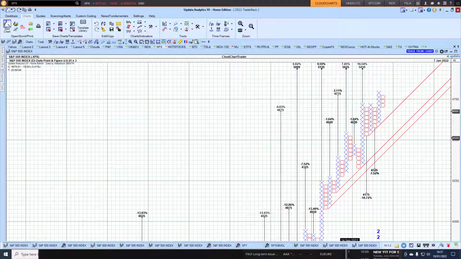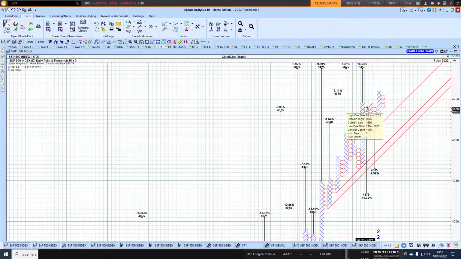We can see after hitting the upside target of 4,775, it touched 4,800, then reversed lower. It generated a sell signal with this point and figure chart reversal at the top end of the chart here. So now there's consolidation risk right down to the bottom end trend line support zone from a point and figure chart perspective, so keep that in mind.